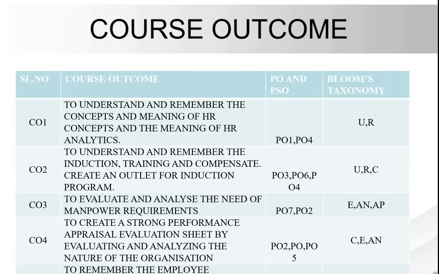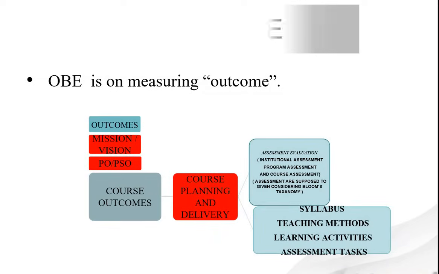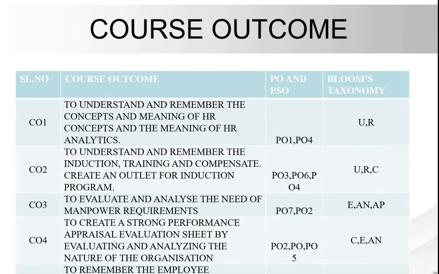So for example, my CO's first module I had mapped with PO1 and PO4. PO1 and PO4 mean the student is able to get disciplinary knowledge. If the students read the first module, they'll be able to get the disciplinary knowledge and also communication skills. So this is the main intention of mapping.